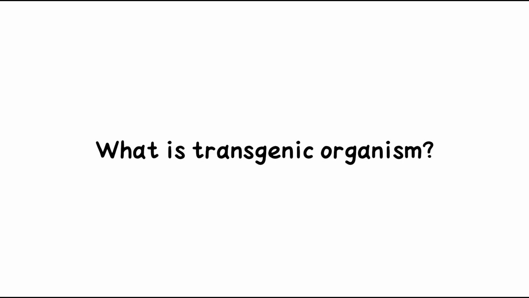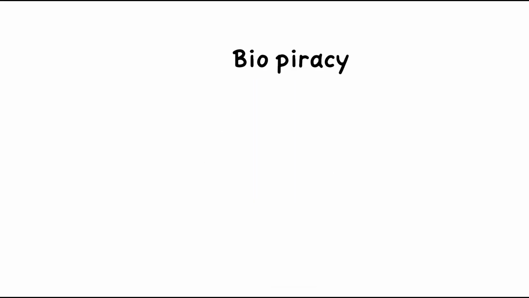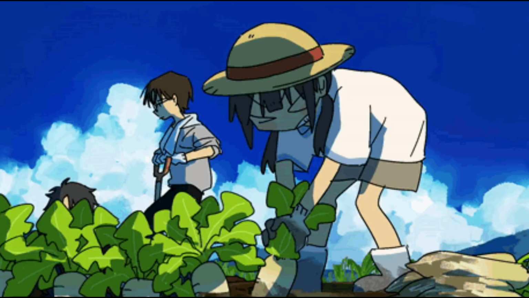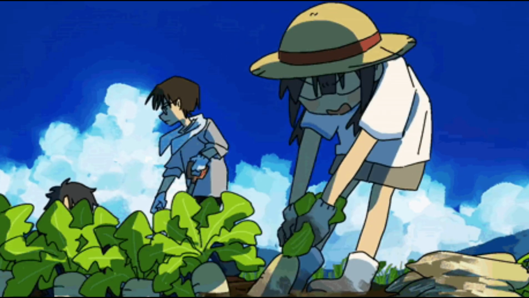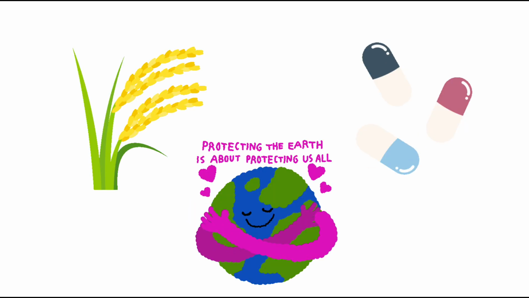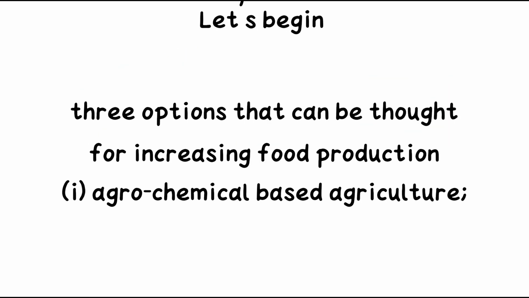So what is a transgenic organism? An organism with foreign DNA inserted. Biopiracy is exploiting native resources and knowledge without permission. Bioinformatics is using computer tools to analyze biological data. There are various things in bioinformatics, like databases and all, which we will discuss in a different video. Then a quick mnemonic for applications: agriculture, industry, medicine and environment. In all these fields biotechnology is used. So let's know this chapter in detail.